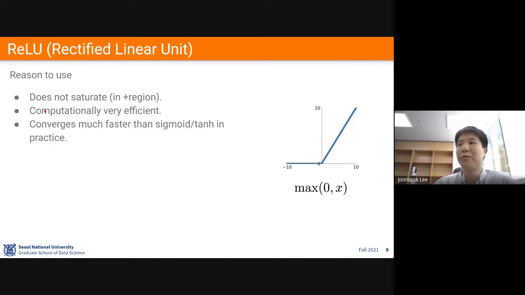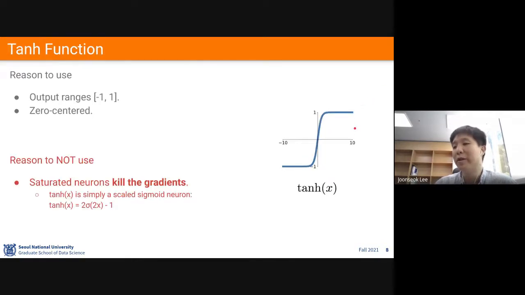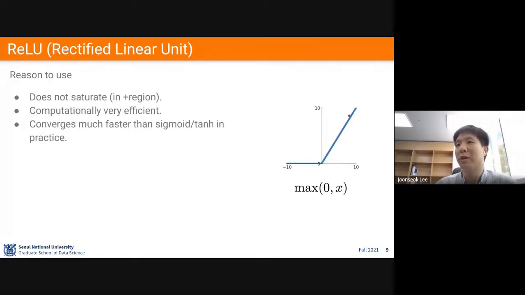And here are the reasons we use this. It does not saturate in the positive region, which means whatever large numbers we are given, the gradient will still be the same, always 1. So even for very large inputs like that, we don't have the diminishing gradients problem. And it's computationally very efficient because you just check its sign. If it's positive, the gradient is always 1. If it's negative, the gradient is always 0. So you don't have to compute the actual derivative of those complex functions. For that reason, this converges much faster than sigmoid or hyperbolic tangent function in practice.